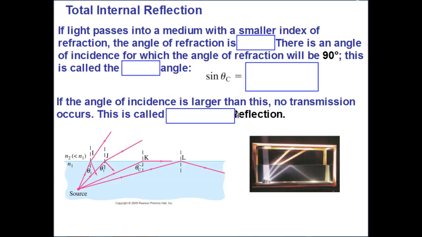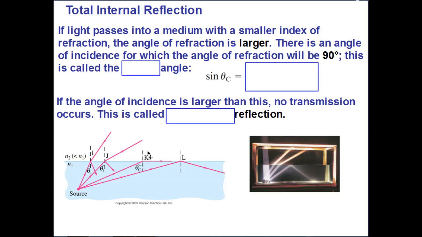If light passes into a medium with a smaller index of refraction, the angle of refraction is larger than the angle of incidence. That's shown in this diagram here. Looks like we have some source of light incident in water, and it's going into air. We can certainly see the light ray bends away from the normal. Now, as we continue to increase the angle of incidence, we find a critical angle, an angle that creates an angle of refraction of 90 degrees.